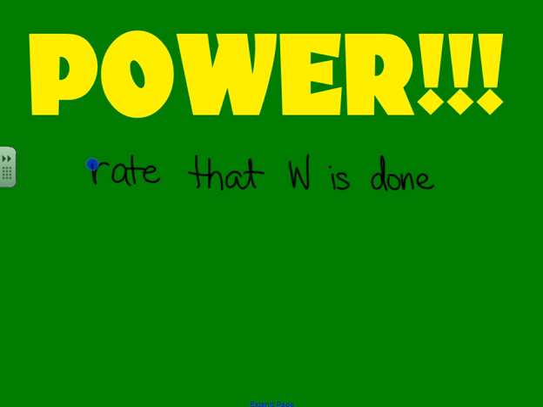Every time we see that word rate, the equation looks similar. On one side of the equation is the symbol for power, and on the other side, we always have time in the denominator. Since this is the rate at which work is done, we'll have work in the numerator. So power is work divided by time. Let's look at the units for that.